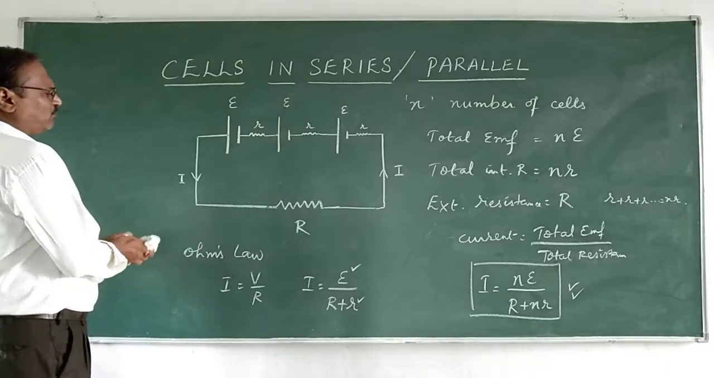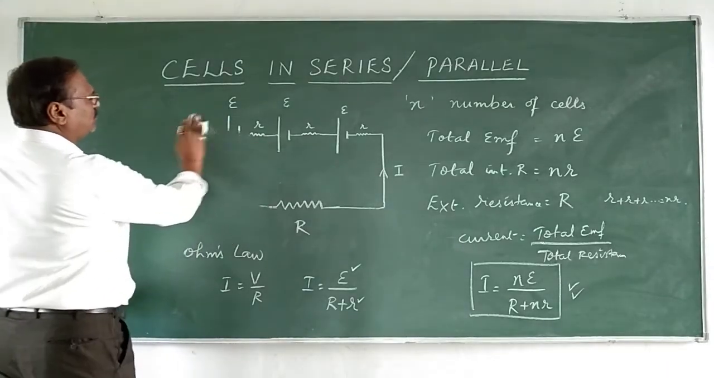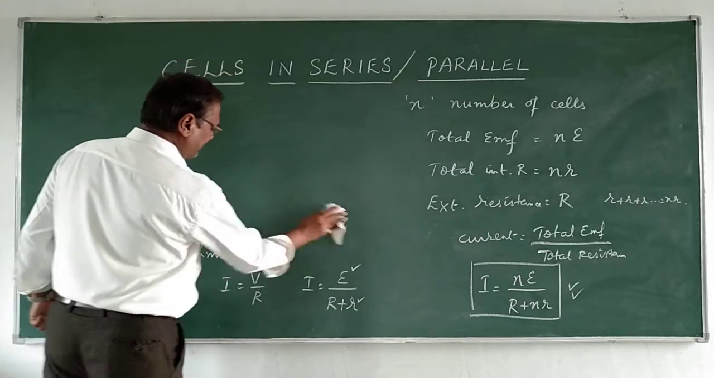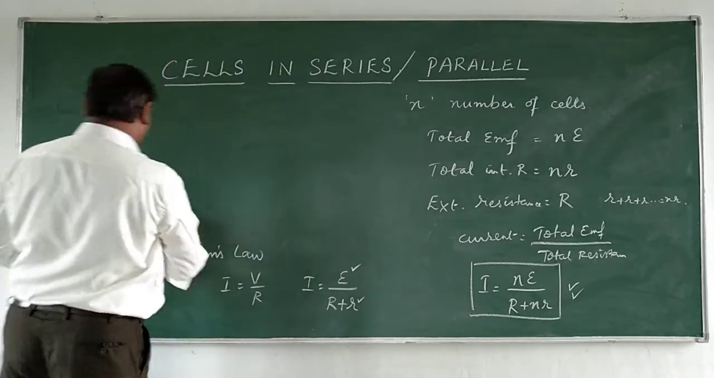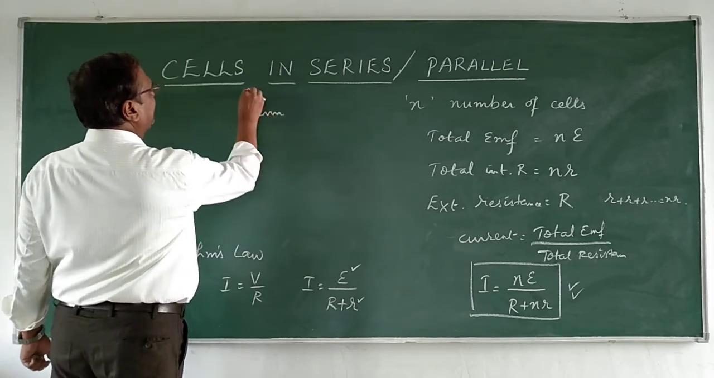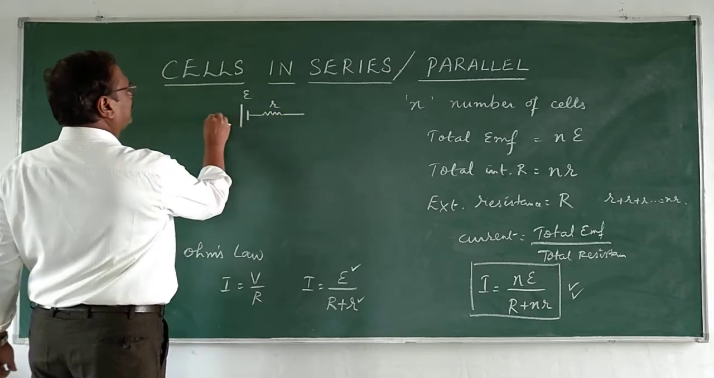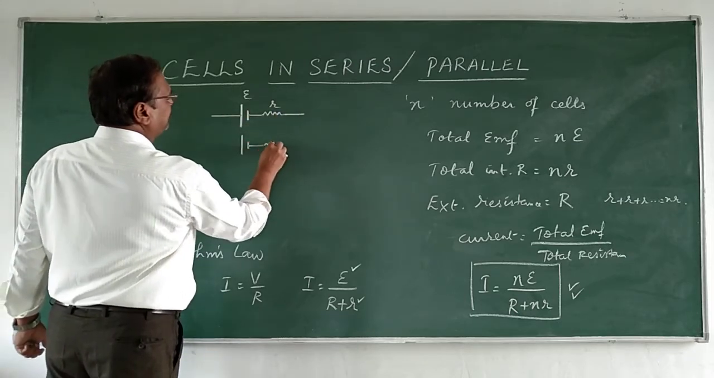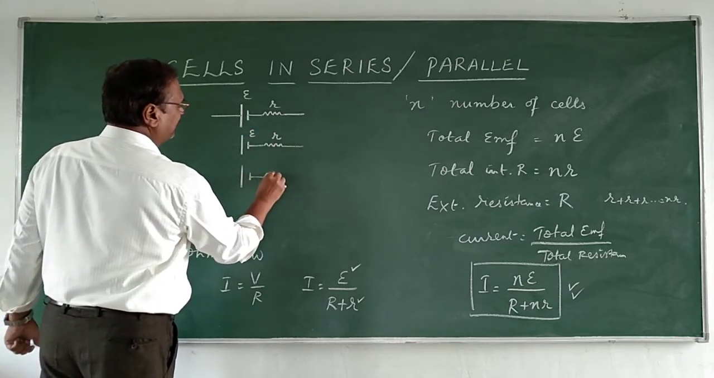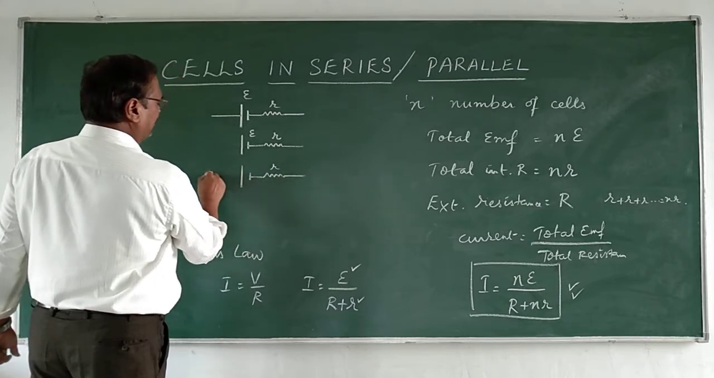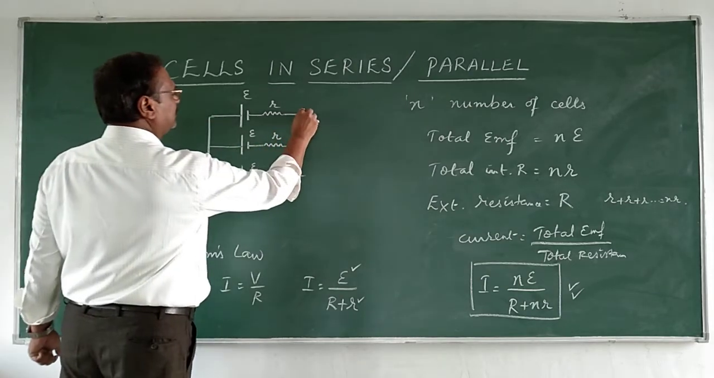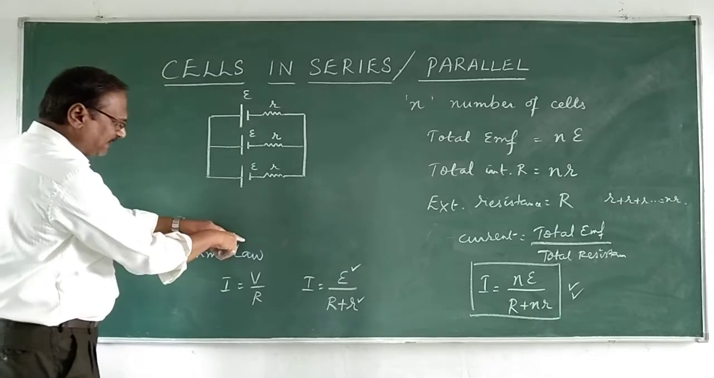Now, from here, I move on to parallel. Suppose the same cells, again identical cells, I use the word identical cells, right? Identical cells are connected in parallel. What will be the current? Okay, let me take one cell with EMF epsilon and internal resistance r. Now let me take another cell, internal resistance small r and EMF epsilon. Take another cell, internal resistance small r and EMF epsilon. Connect them all together. Fine. Now they are all grouped together in parallel.